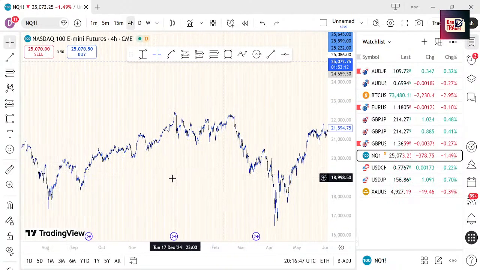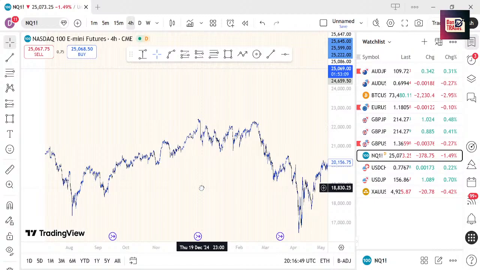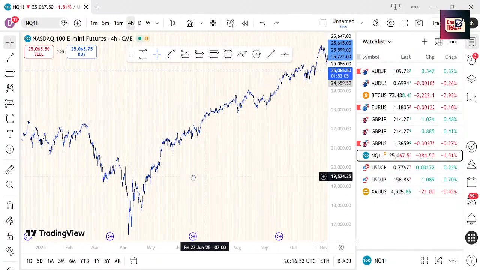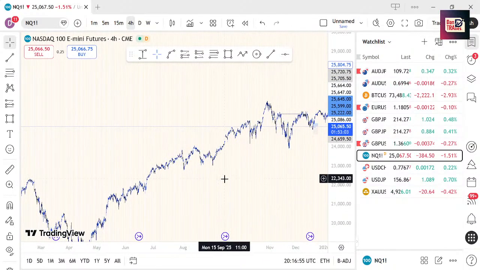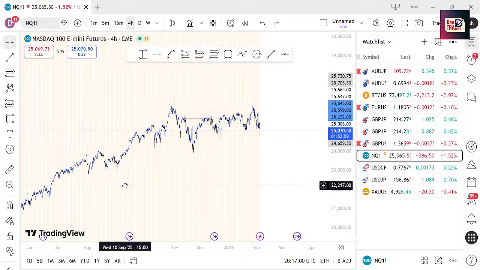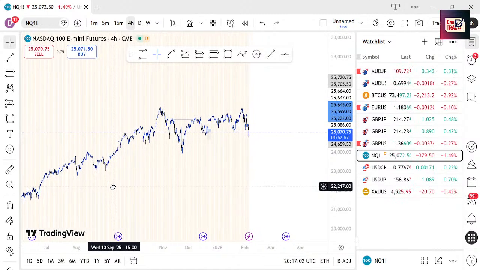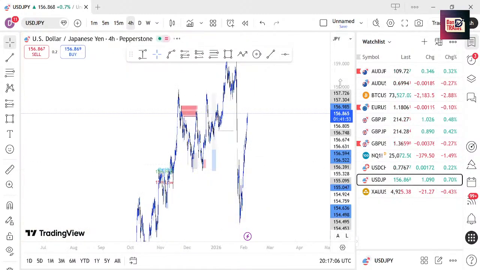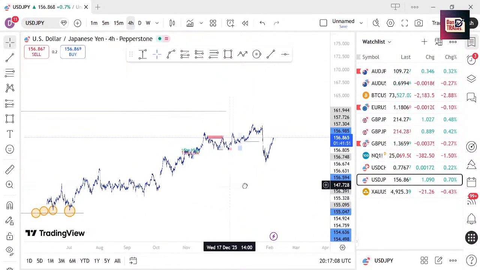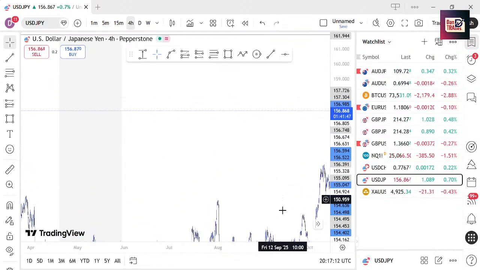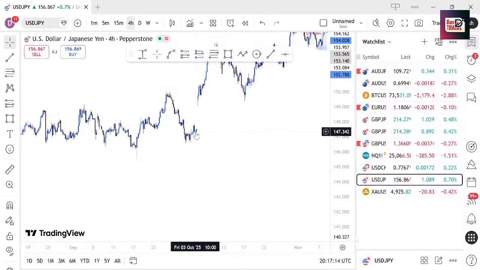Support. This is NQ, the mini futures for Nasdaq. I'm trying to look for a support on this chart. This chart is in a trend, so it's quite difficult to find support, but okay, let me use USDJPY for that. Now you can get support from here.